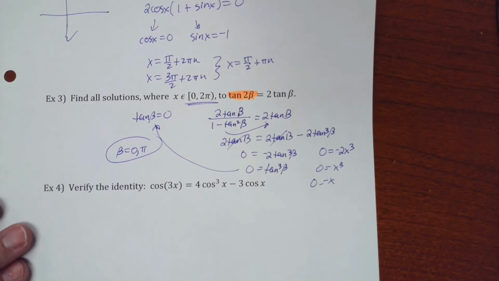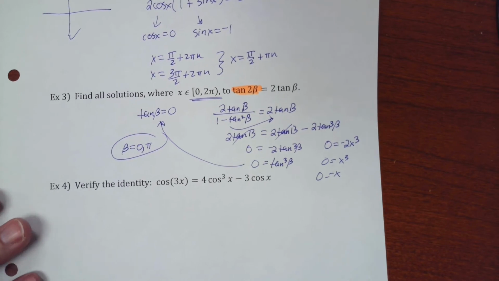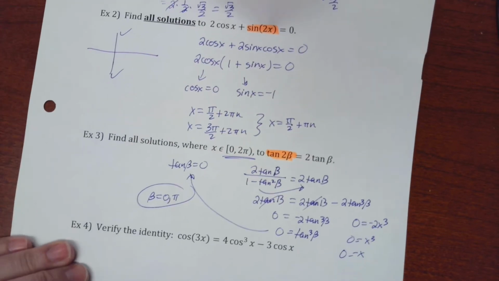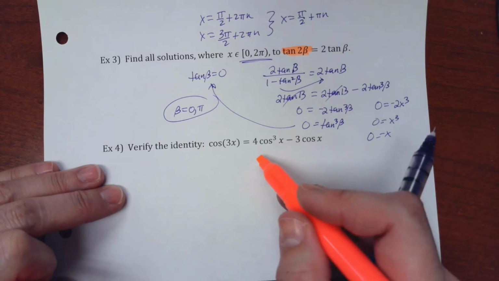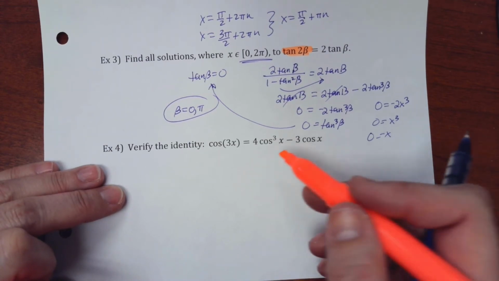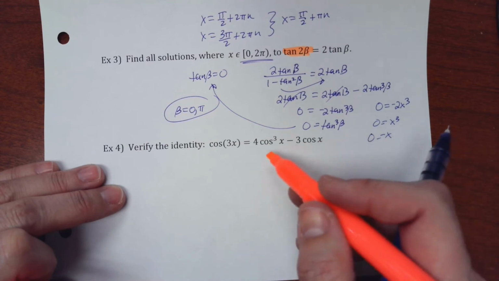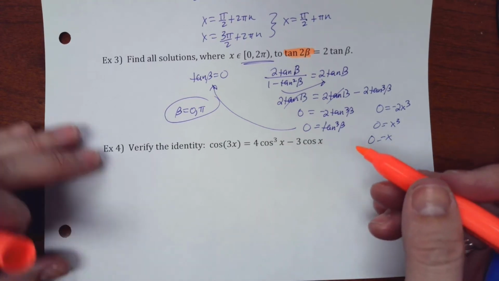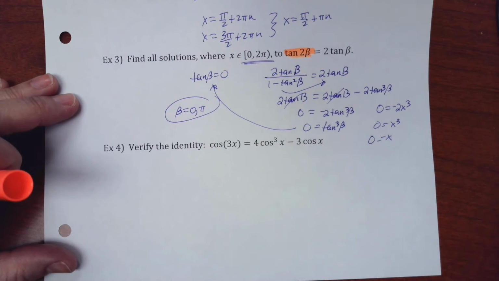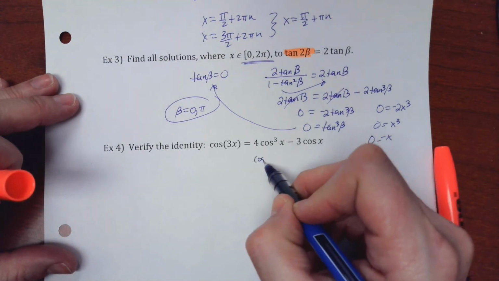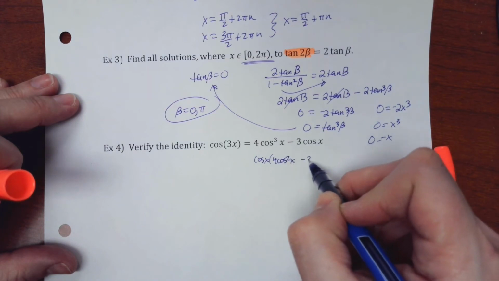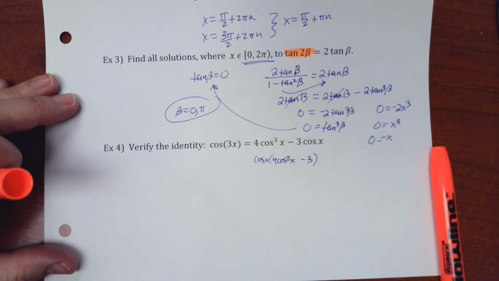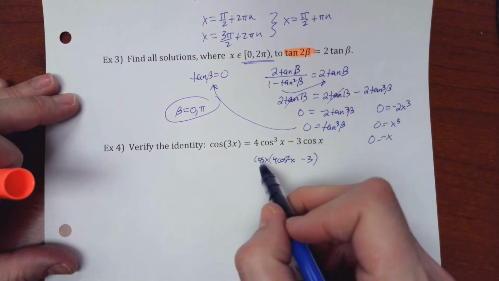Alright, so number 4, we're going to be verifying. So just look on the other side. Notice I could factor out a cosine if I wanted. That wouldn't really do anything. I don't see anything apparent in that that would change to something else. Like if I took out a cosine here, I would have 4 cosine squared minus 3. So that's not really anything. So I'm just going to leave that side alone.